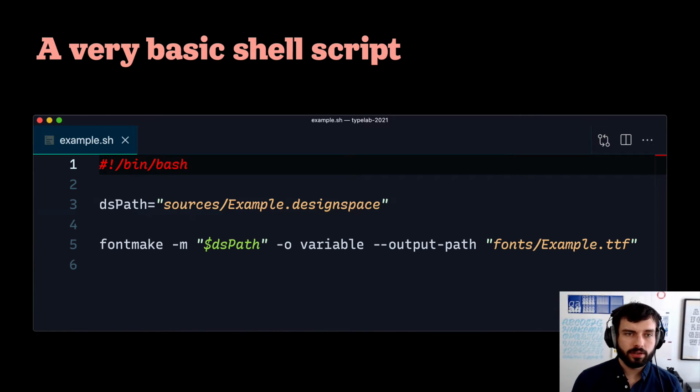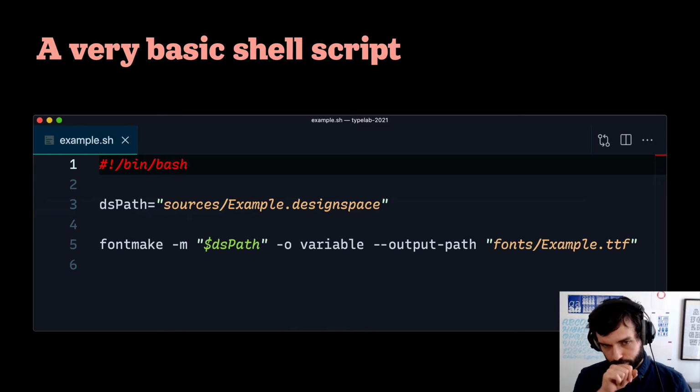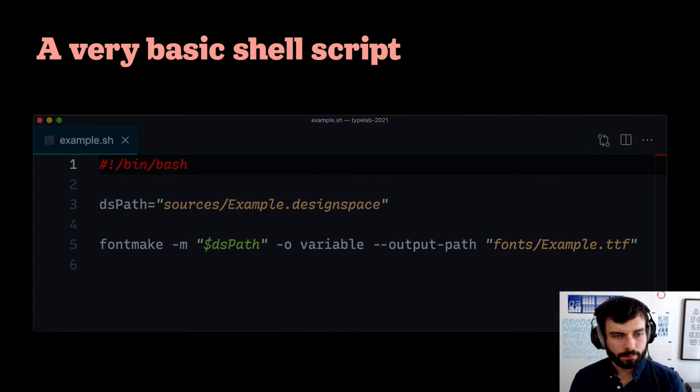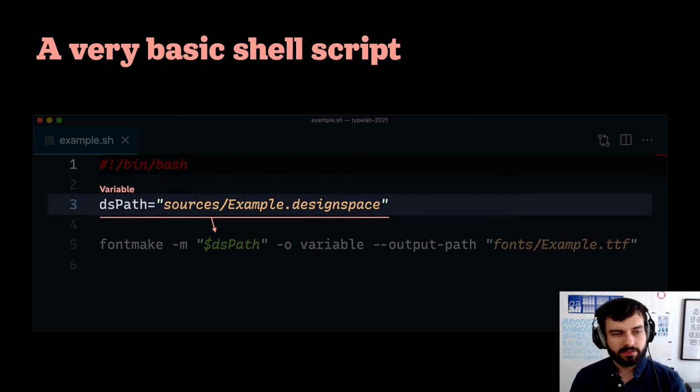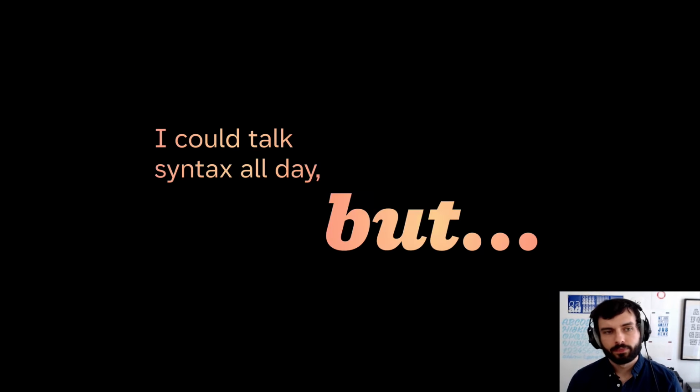And so that can get to be a lot to remember if you've got different options for a script. So here's a very basic shell script, actually. The top line there just specifies the interpreter to use so that the syntax is predictable. And then this line is a variable. So here we're recording the file path as ds path. And then we can use that in our fontmake command. We just put a $ sign in front of it. And I usually wrap it in quotes in case there are spaces. And then you see -o variable again. And then here we specified an output path to a specific folder and file name.